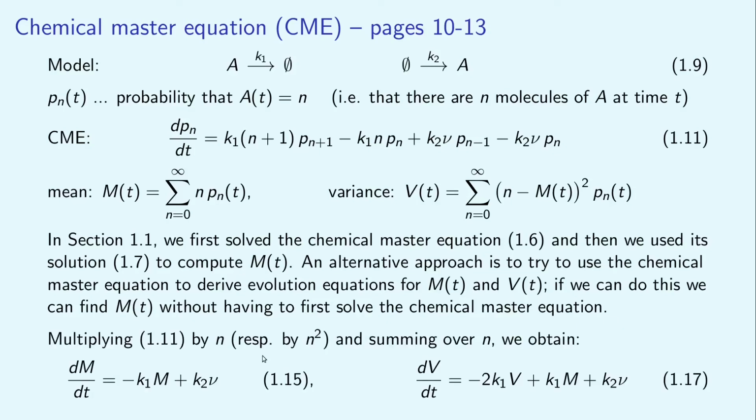To find the evolution equation for the mean, we can multiply the chemical master equation by n and sum over all n. Then the left-hand side is the time derivative of the mean, and the terms on the right-hand side simplify to minus k1 m plus k2 nu. Thus, we have obtained an ODE for the mean.